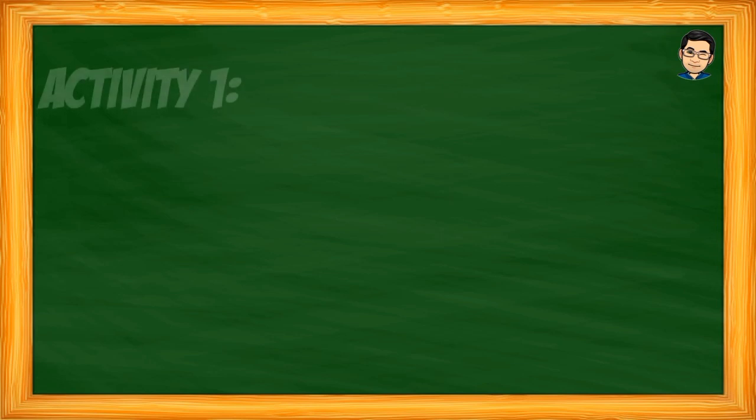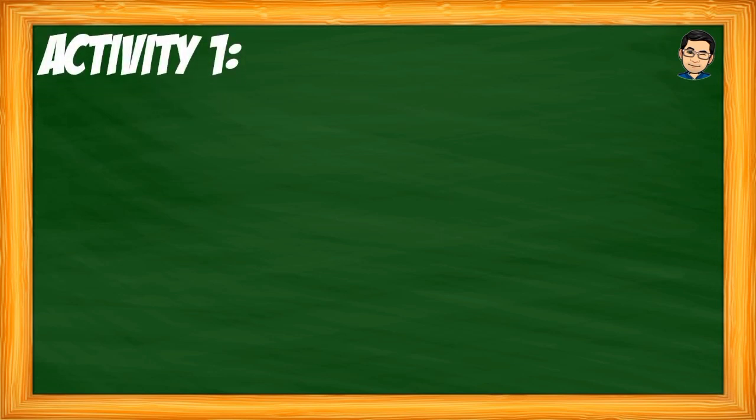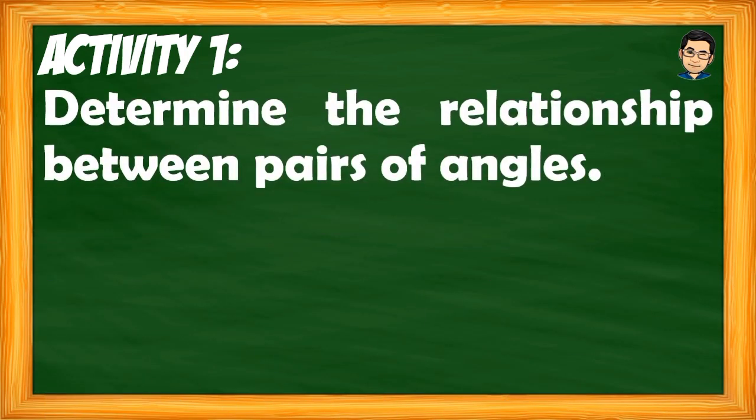So, after nating i-discuss yung different angles formed by parallel lines cut by a transversal, let us have an activity. The objective of the activity is to determine the relationship between pairs of angles. Okay, so may mga given na pares na mga angles po tayo and then i-identify po natin kung ano ang relationship nila sa isa't isa. Interior angles ba, exterior, alternate interior, alternate exterior, corresponding, o pwedeng magkaroon pa sila ng ibang relationship.